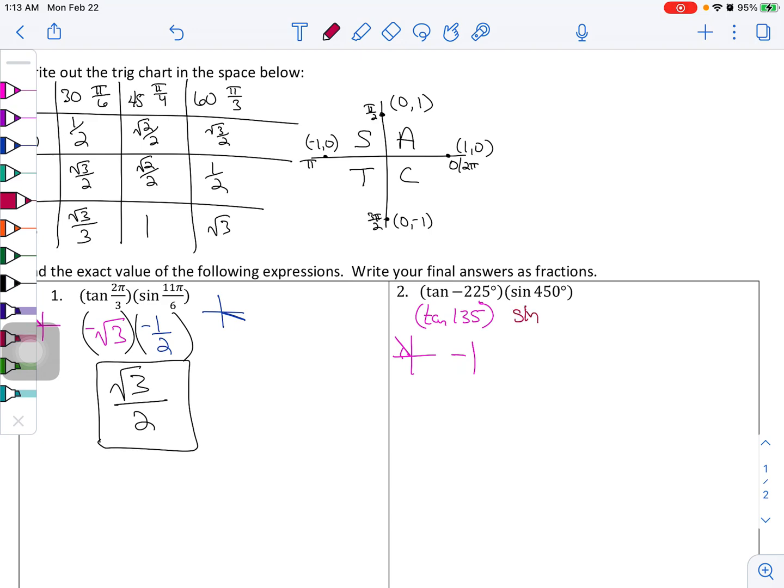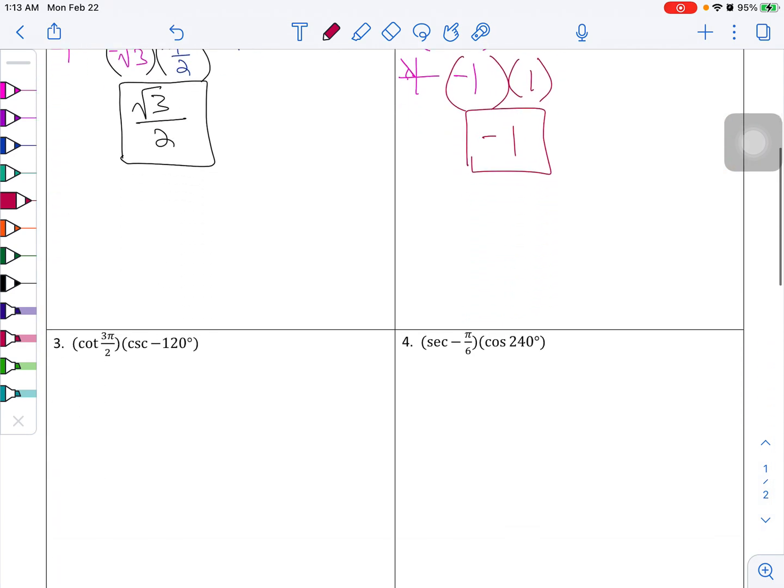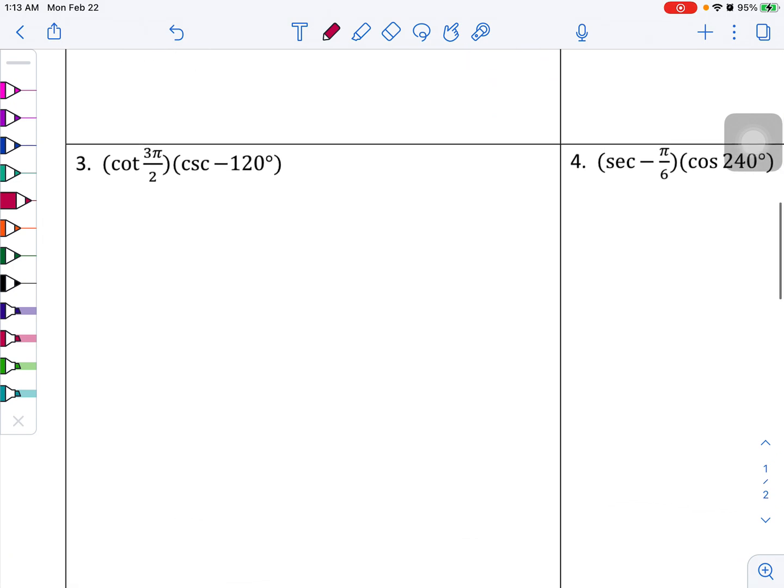Separately, let's do the sine of 450. 450 minus 360 is 90 degrees. So sine of 90, well, 90 is my pi over 2 here. It's 90 degrees off the x-axis. Remember that sine is the y value of your coordinate, so that's going to be 1. So negative 1 times 1 is negative 1. Now, you do need to show me your work so I can see exactly what you're doing here, okay? All right, so let's see.